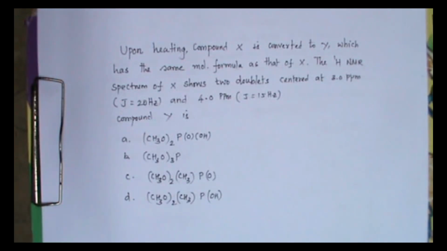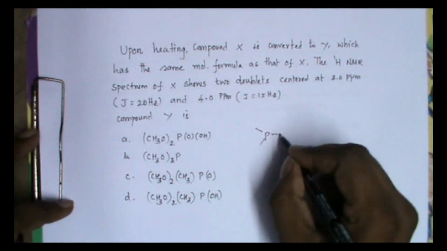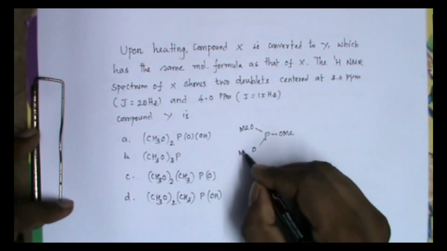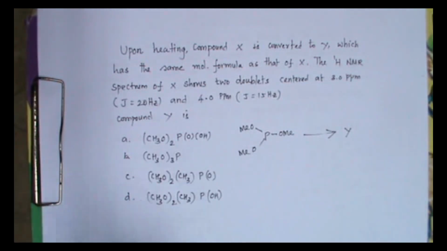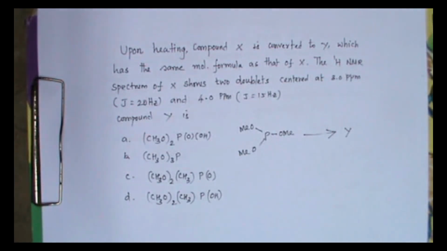This is another problem based on the same question. Upon heating, compound X is converted to Y. This is compound X. Trimethyl phosphite is compound X. Upon heating, it is converted into Y, which has the same molecular formula as that of X. To predict Y, they are given some hints. The 1H NMR spectrum of Y shows 2 doublets: one centered at 3 ppm with coupling constant 20 Hz, and one at 4 ppm with coupling constant 15 Hz.